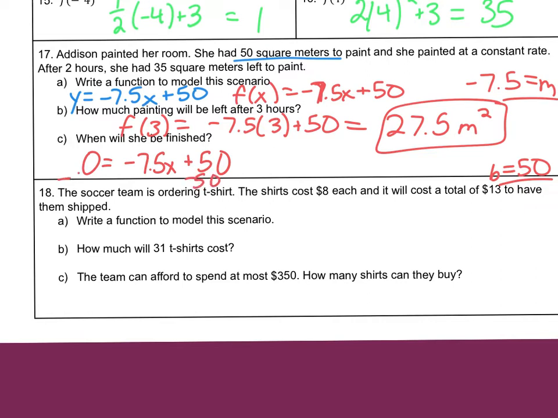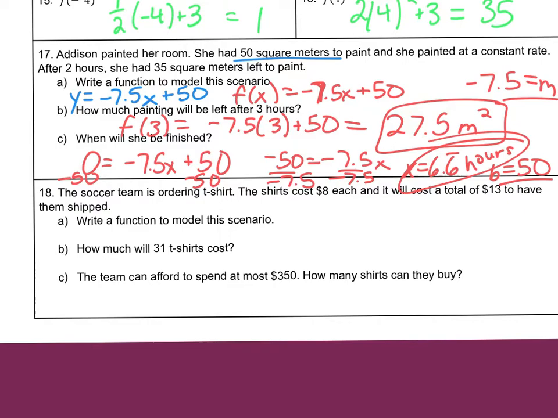Subtract 50 over. So I end up with negative 50 equals negative 7.5 x. Divided by negative 7.5. So negative 50 divided by negative 7.5 is 6.6 repeating. So we'll just put that 6.6 repeating hours.